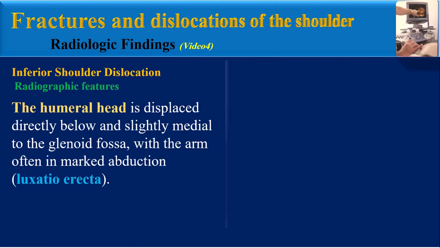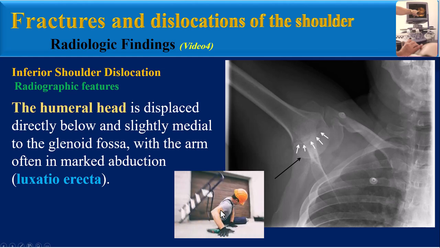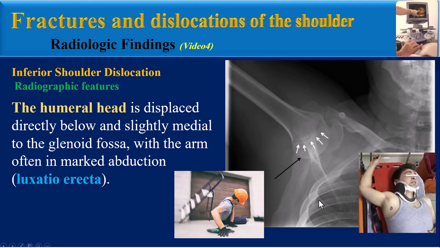Radiographic features. The humeral head is displaced directly below and slightly medial to the glenoid fossa, with the arm often in marked abduction, famous as luxatio erecta as I explained. This image is related to a man who fell from a ladder and tried to catch himself with his right arm. Patient was unable to put his arm down on exam.